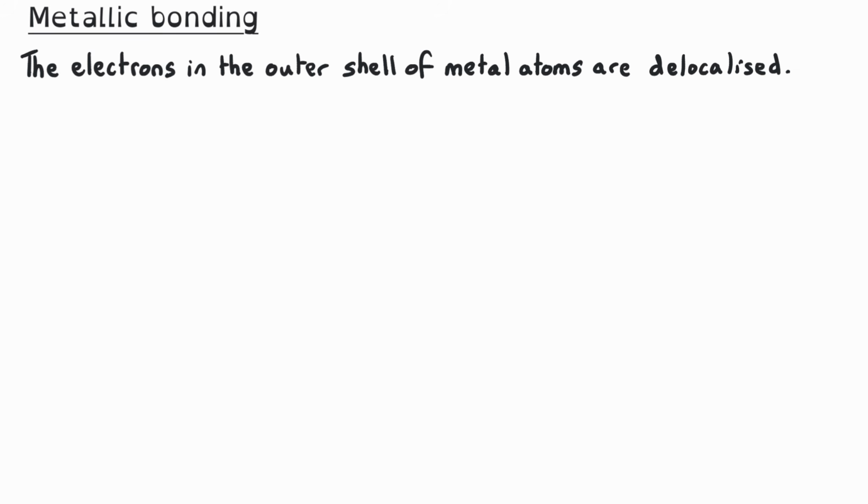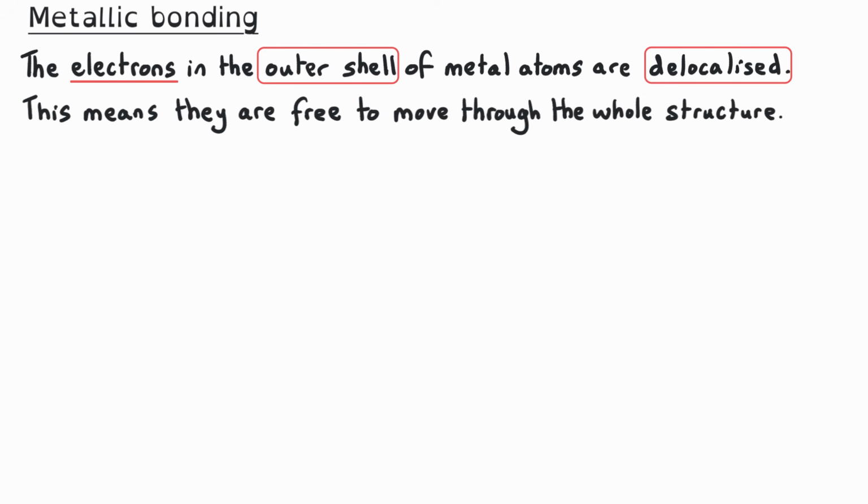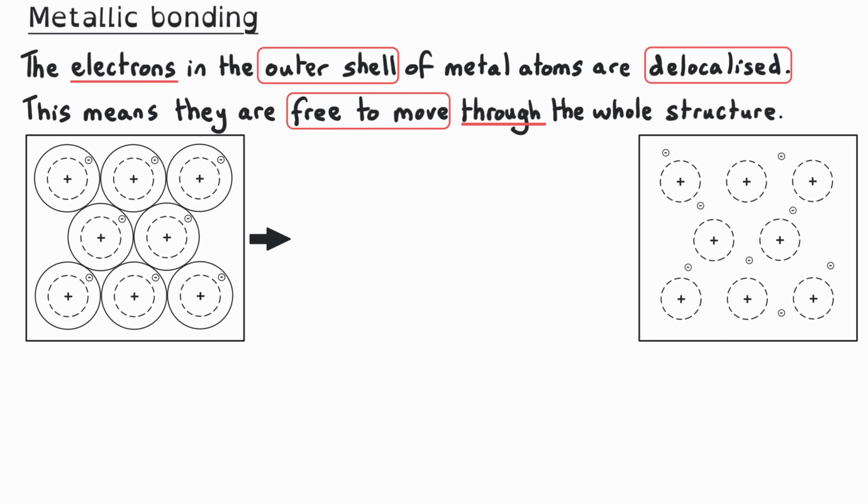The electrons in the outer shell of metal atoms are delocalized, and this means that they are no longer in their shell, which is a relatively limited space for them to occupy, and this means that these electrons are free to move through the whole structure. And it's really important to describe their movement as moving through the whole structure rather than any alternative word for through. And you can see this from the 2 diagrams that I'm showing here.